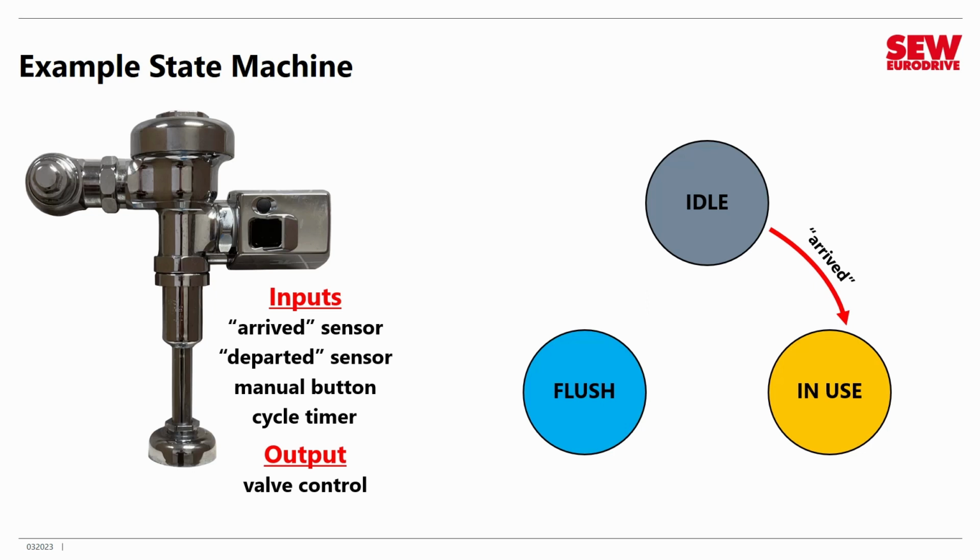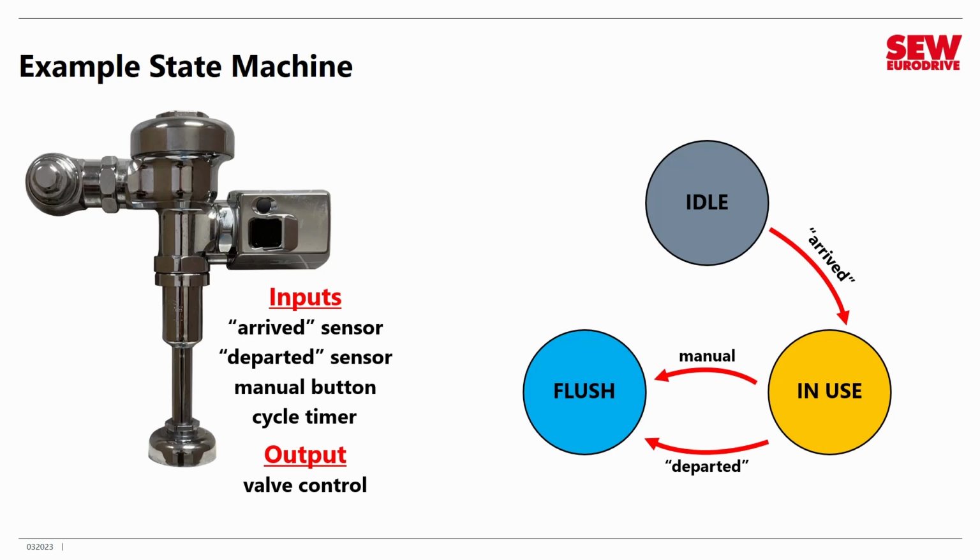Now, these are the possibilities. The person could leave, which means the sensor will indicate the person left, walked away. All right, if that happens, it's going to exit the in-use state and go into the flush state to flush the toilet. Another possibility is that the person didn't depart but pushed the manual flush button. That too can exit the in-use state and transition to the flush state. So there are 2 ways to get out of in-use.